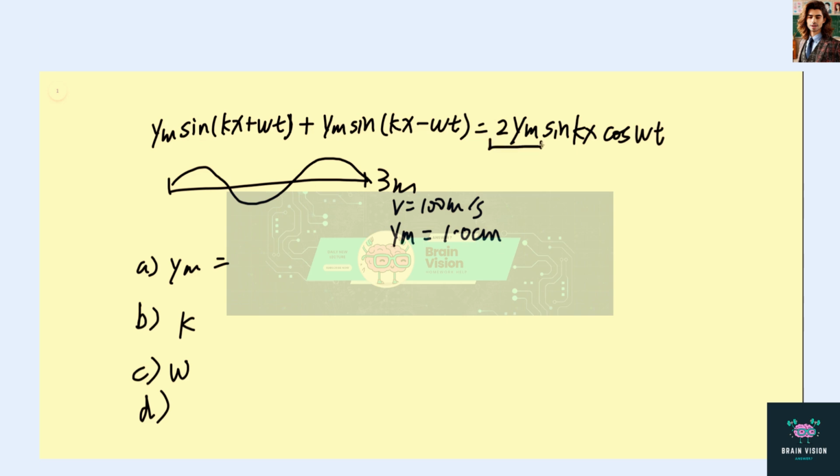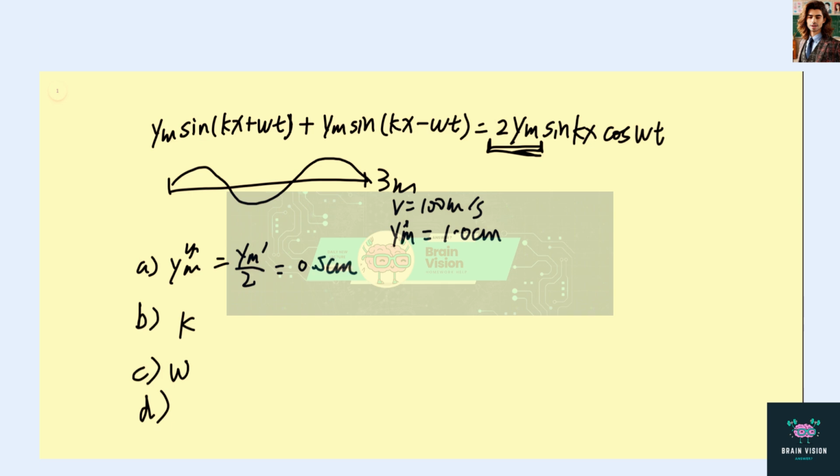So right now the maximum is 1.0 centimeter, and that 1.0 is 2ym. For an individual wave, I should call this one ym prime. So ym prime equals half of that, 0.5 centimeter.